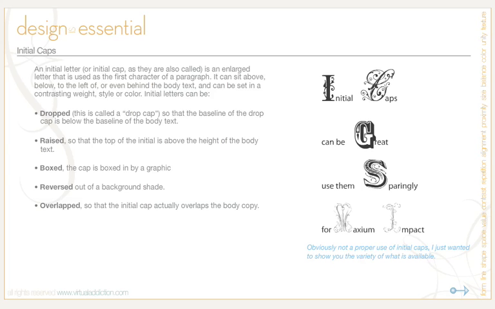Initial letters can be dropped. This is referred to as drop cap, so that the baseline of the drop cap is below the baseline of the body text. They can be raised, so the top of the initial cap is above the height of the body text. They can be boxed. The cap is boxed in by a graphic. They can be reversed out of a background shade, or they can be overlapped so that the initial cap actually overlaps the body copy. Keep the color and the tint light enough so readability is not impaired.